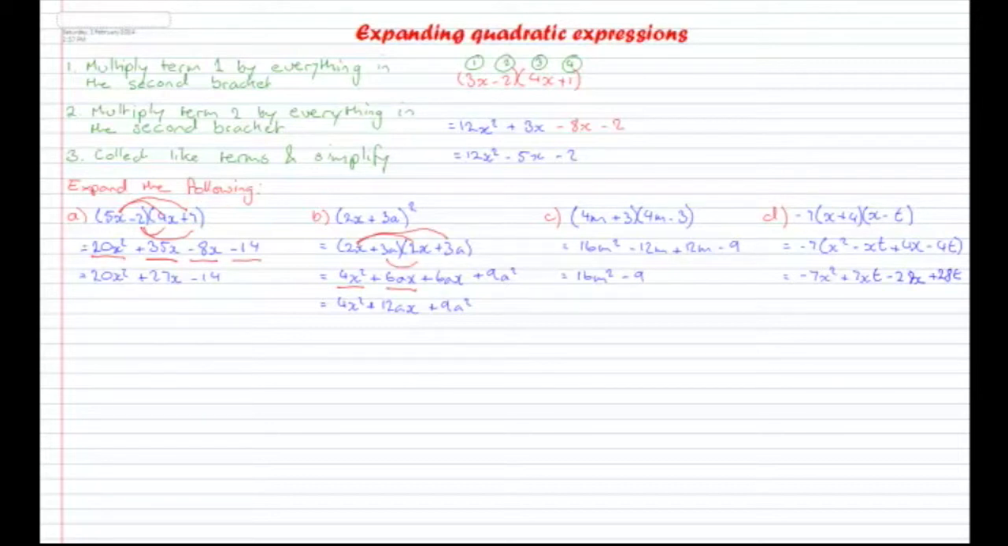3a times 2x gets us 6ax again. And 3a times 3a gets us 9a squared. Combining the middle two terms once again, because they're like terms, gets us 12ax. So you get 4x squared plus 12ax plus 9a squared.